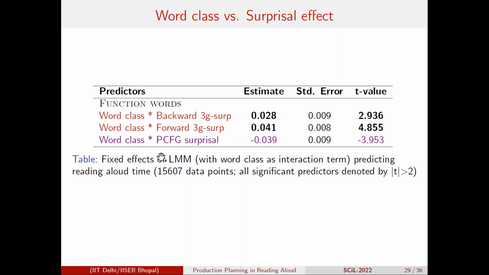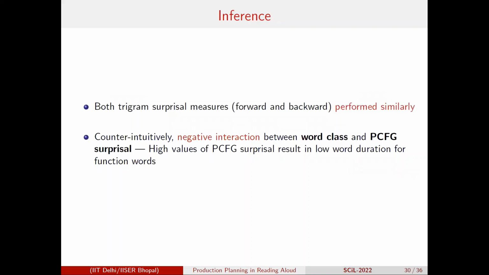Here the regression coefficients are significant, and the sign of the regression coefficient suggests that both forward and backward surprisal behave very similarly with respect to the word class. The PC of the surprisal has an anomalous behavior: the regression coefficient comes out to be negative and significant. This says that for higher PC of the surprisal, there are certain function words which have a low word duration.